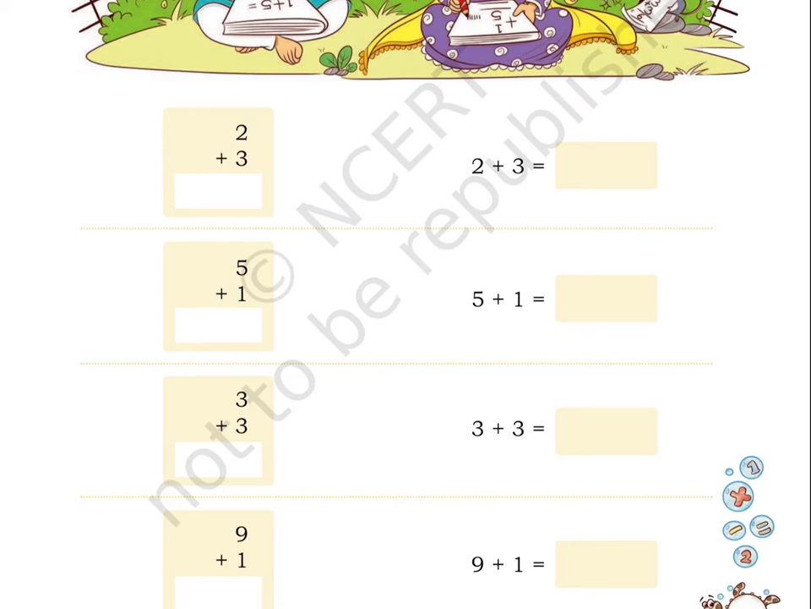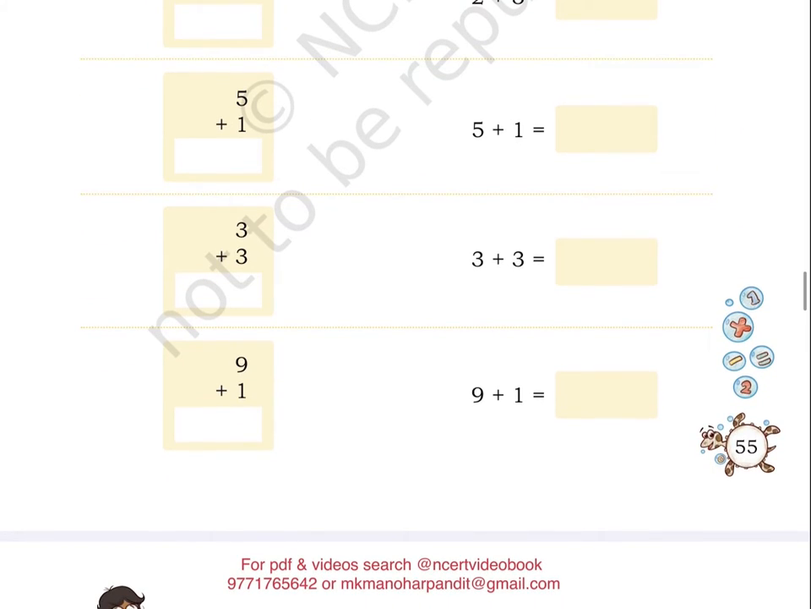On the left-hand side, 2 plus 3 below that and a blank below that is given. In the second picture, 5 plus 1 below that and a blank below that is given. In the third picture, 3 plus 3 below that and a blank below that is given. And in the fourth picture, 9 plus 1 below that and a blank below that is given.